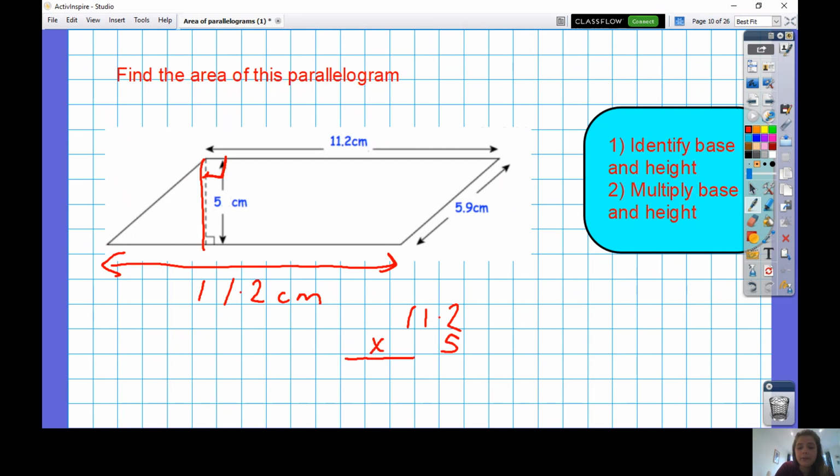11.2 multiplied by 5. You could use a written method for this, or you could use a mental method, times it by 10, and then halve it. I'm going to use the written method for this one. 5 times 2 is 10. 5 times 1 is 5, add 1 is 6, and 5 times 1 is 5. But don't forget, in your question, you had a decimal. Should we put your decimal in there? The answer is 56, the unit of measurement, centimetres squared.